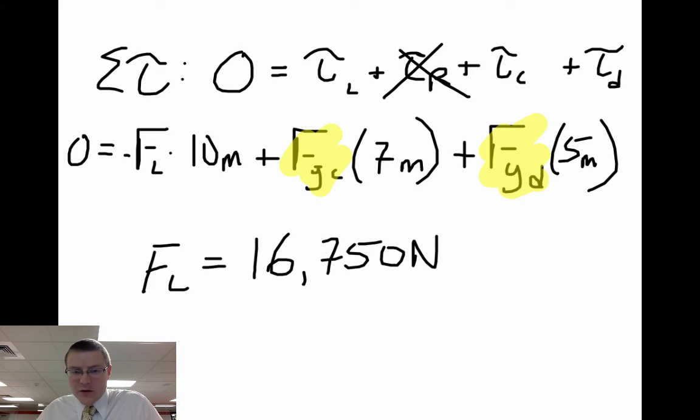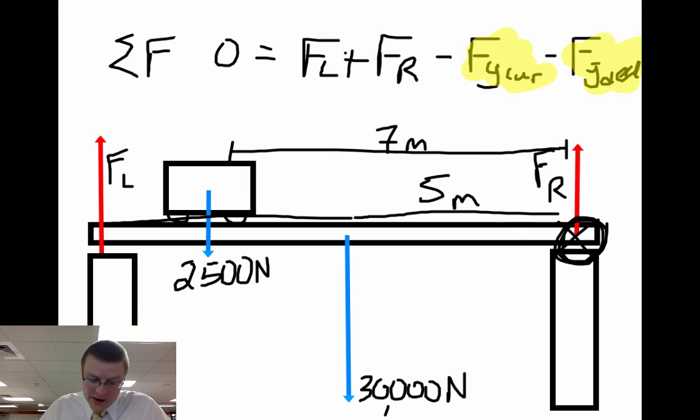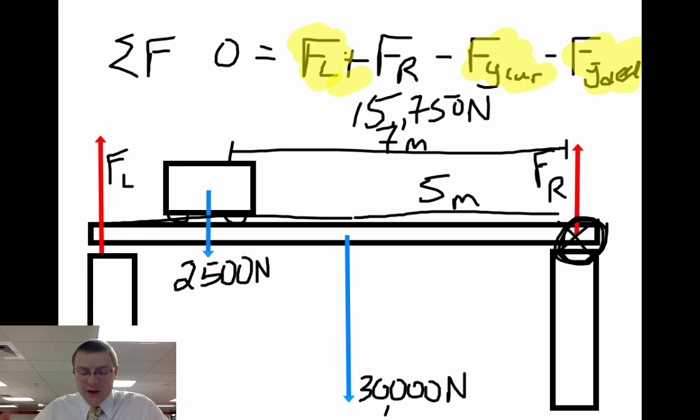So if I know the left force, I come back here and now I've got 3 things out of my 4 forces. Solve for the right force, and if you solve for the right force, you should get 15,750 newtons. So the left pillar is pushing up harder than the right pillar. And that makes sense because there's more weight shifted towards that left pillar than the right pillar.